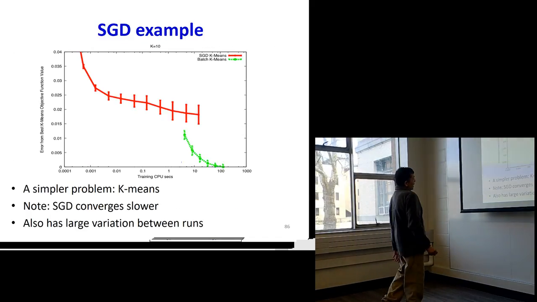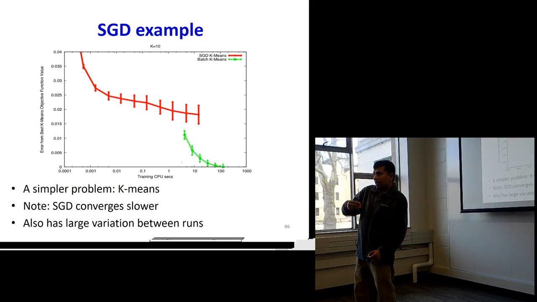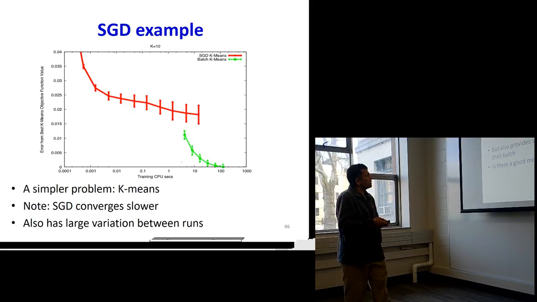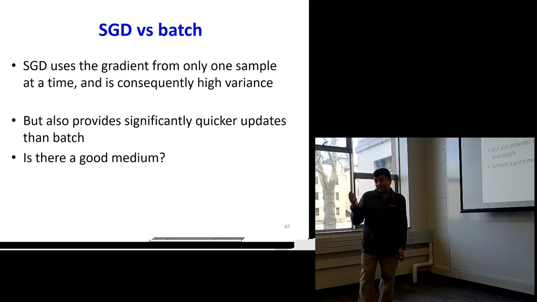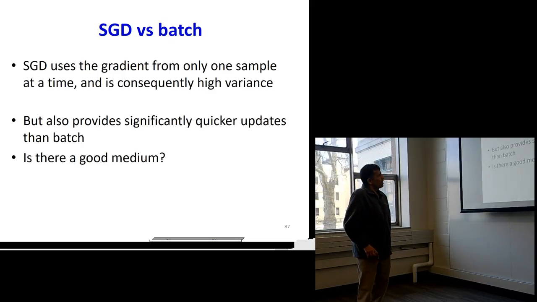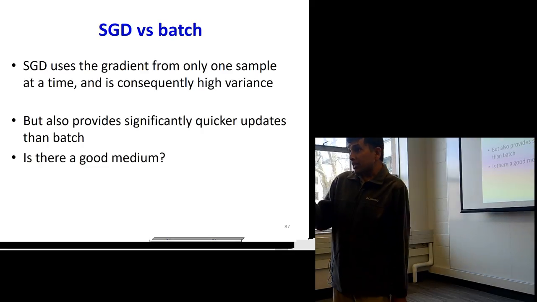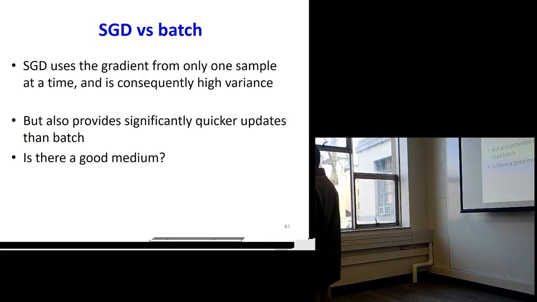So these red lines show that the variance between the different runs is quite large for stochastic gradient descent, much larger than for batch descent, right? So here's what we have. SGD uses the gradient from only one sample at a time, but it has consistently high variance. At the same time, it converges faster. It may not converge to the same answer as batch descent, but it converges faster than batch descent does.